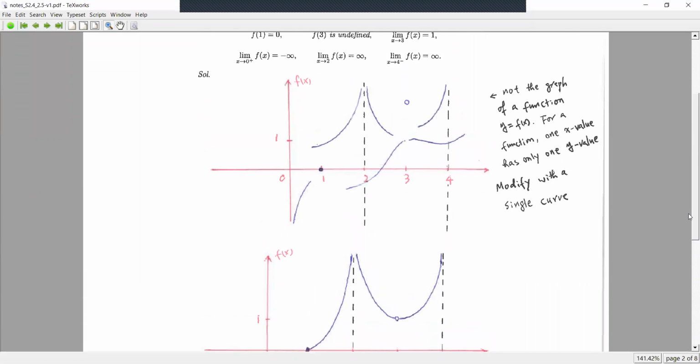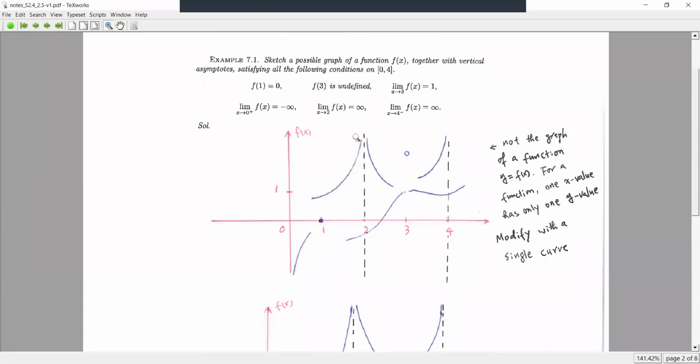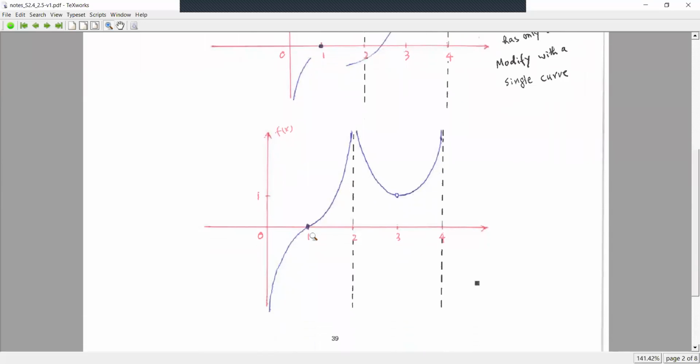Now, the next two conditions. As x approaches 2, this is a both-sided limit, the function approaches positive infinity. As x approaches 2 from either side, the graph goes up to positive infinity. Correct. And this vertical line is a vertical asymptote.